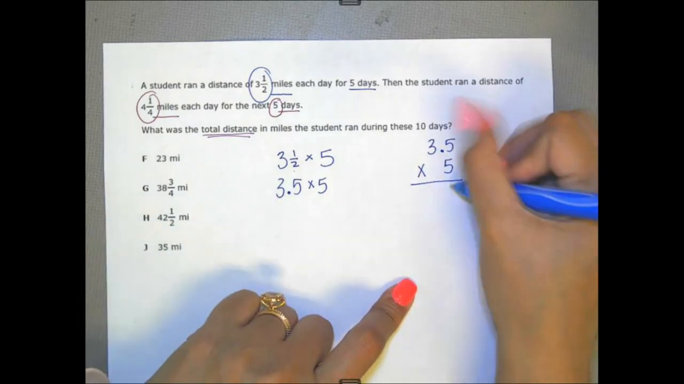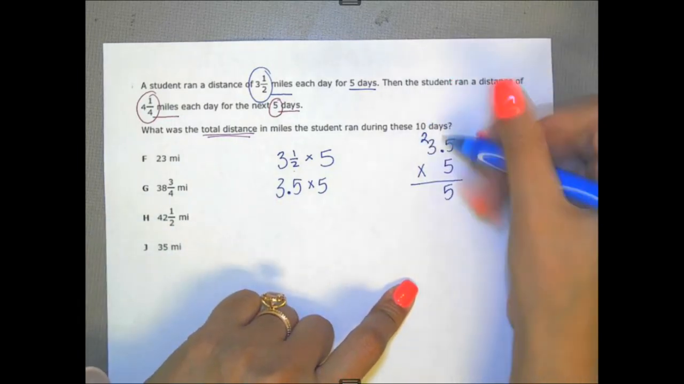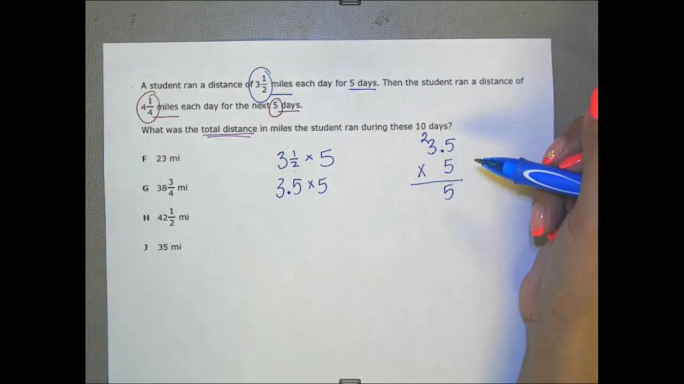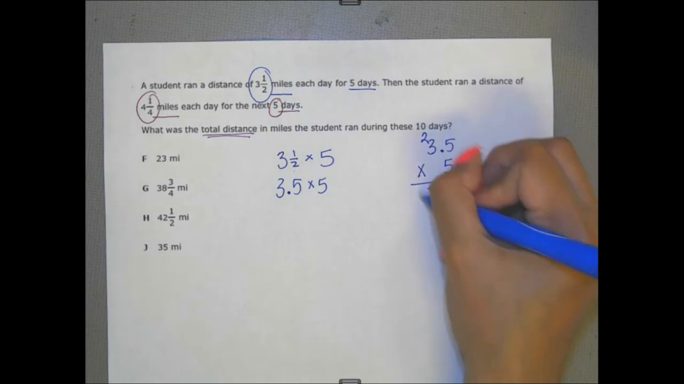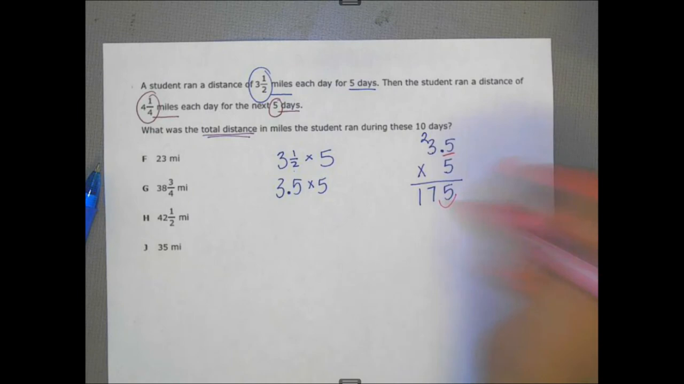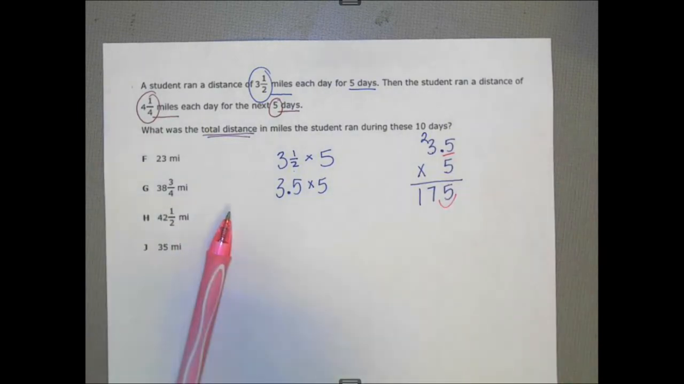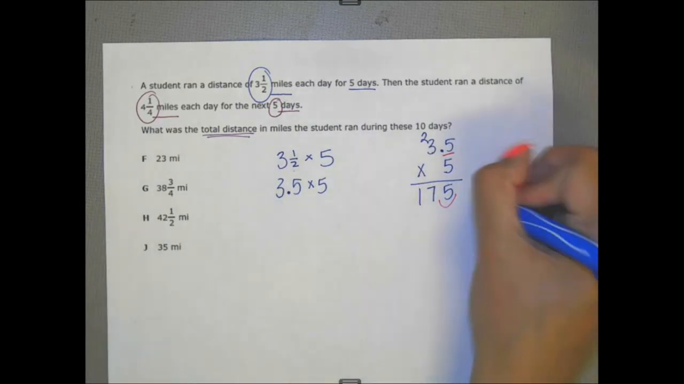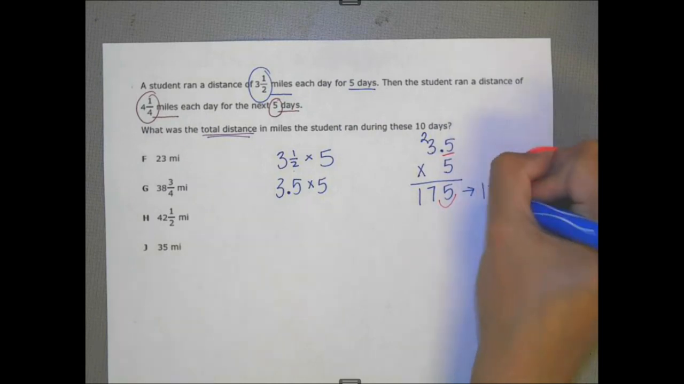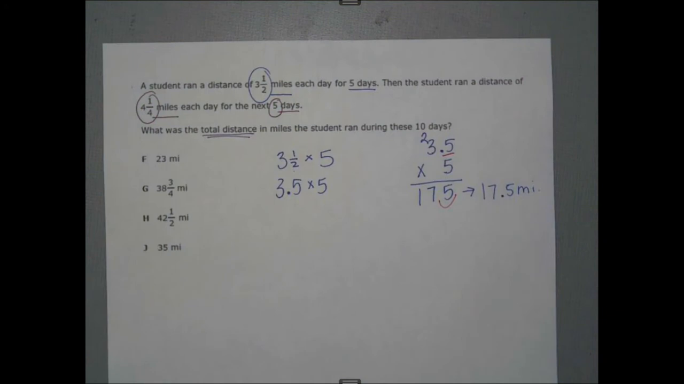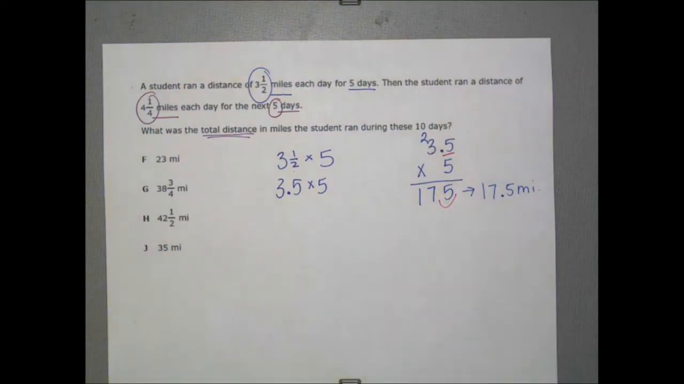5 times 5 is 25. 3 times 5 is 15, plus 2 is 17. And we need to remember to put that decimal back in. It's 1 time. So for the first 5 days, the student ran 17.5 miles. Okay. Now I need to do the next 5 days.